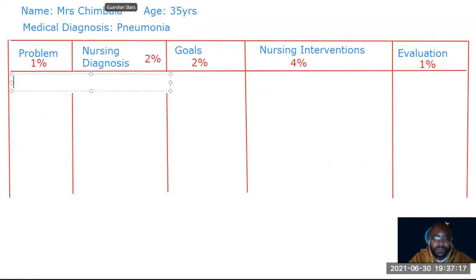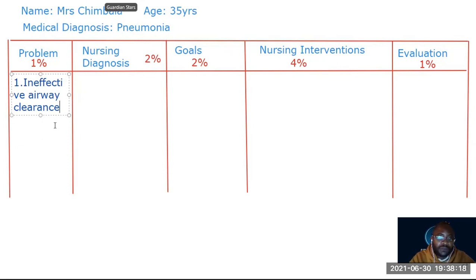What will be making this patient have difficulties with breathing? Okay, so this is how we are going to state our problem: ineffective airway clearance. This is the problem that I've identified that Mrs. Chimbala may be suffering from. I'm going to label this as problem number 1.